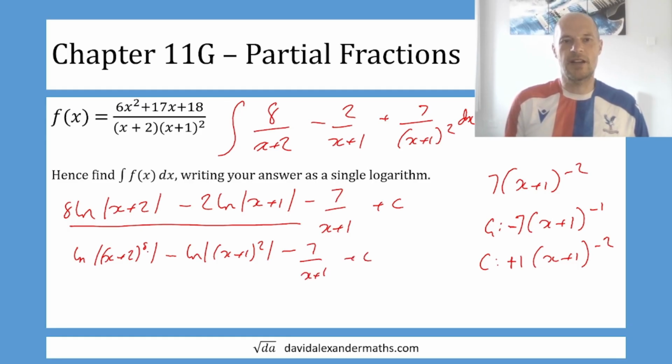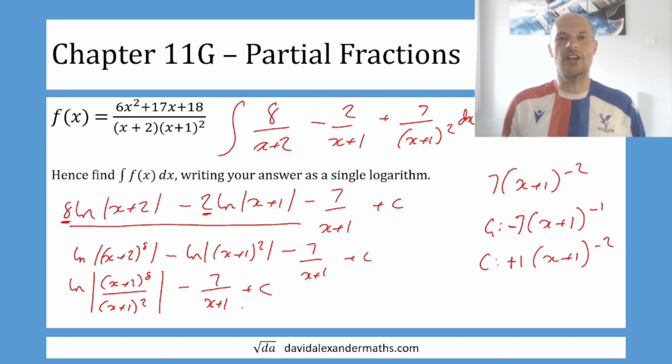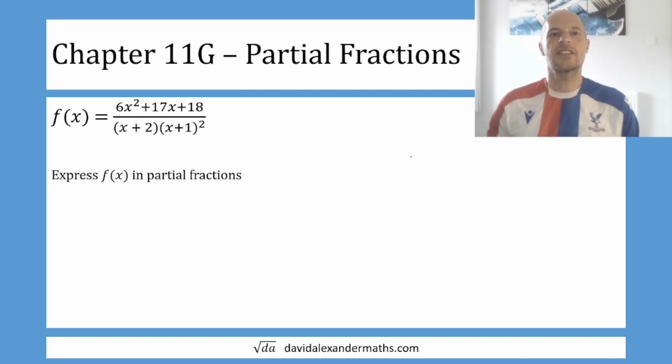And now we've put the powers on. Now we've got rid of the numbers in front of the ln, we can combine them together. So that's going to be the ln of x plus 2 to the power of 8 over x plus 1 squared, minus 7 over x plus 1, plus c. And we're done.